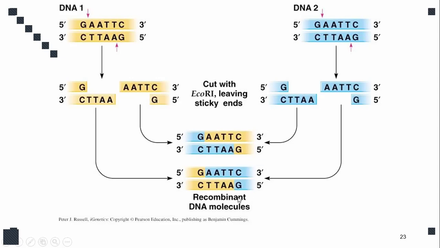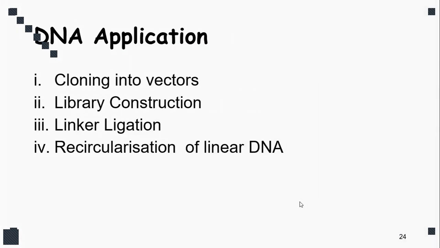But you know, after this particular reaction, there is a final reaction, the application of DNA ligase. Don't forget about that. Okay, DNA ligase application, what does it do? We use it to do what we call cloning into vectors. Our vector is a molecule that will ferry our gene of interest into the host. So when we are going to put our gene in, we need to ligate. Then construction of DNA libraries, we need to do that. Then linker ligation, we need DNA ligase, and then recircularization of our linear molecule, we also need DNA ligase to be able to achieve that.